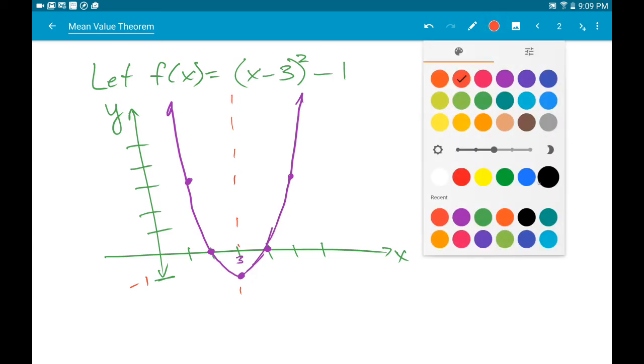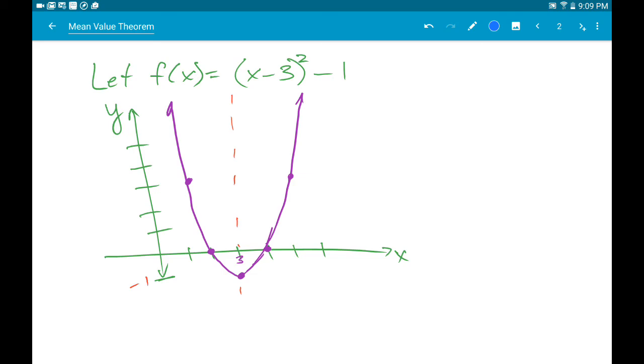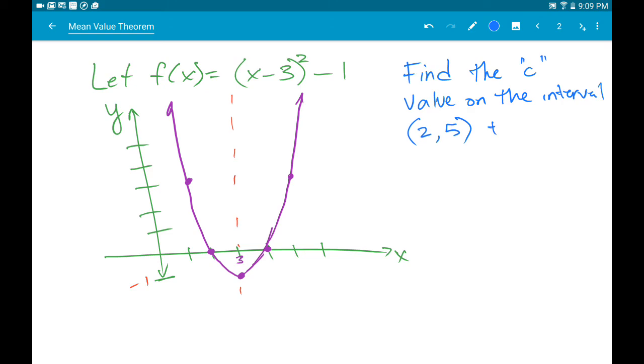Okay, so when we're asked a mean value theorem question, the question might say something like, find the c value on the interval, and we'll come up with an interval here. Maybe it'll be 2 to 5 that satisfies the MVT, the mean value theorem.